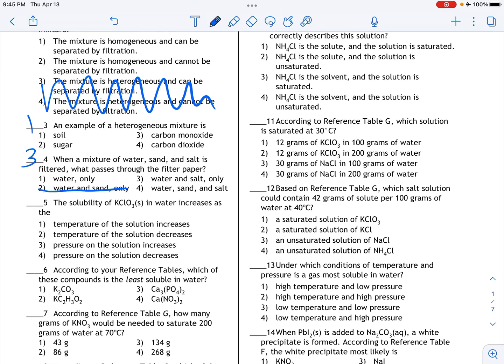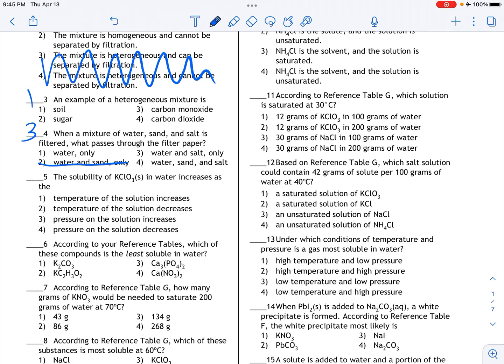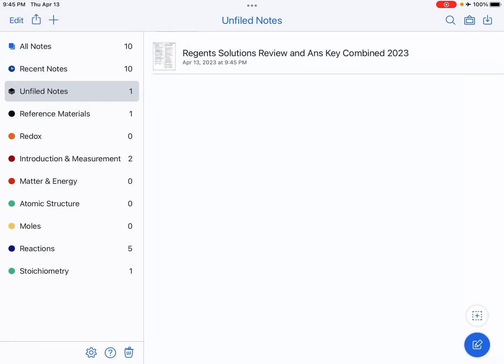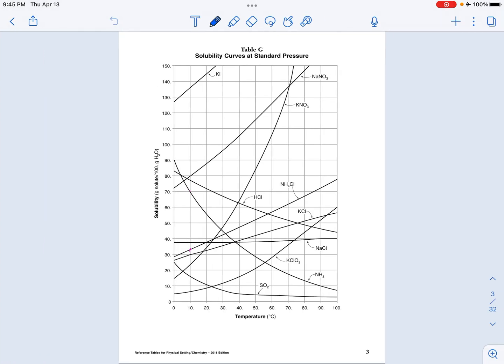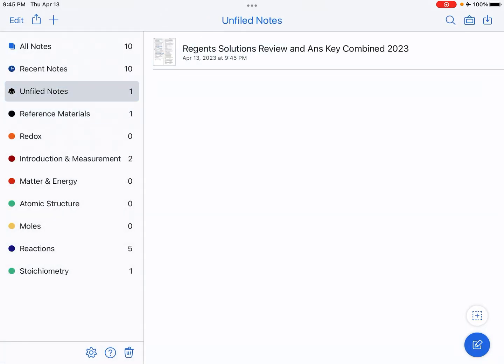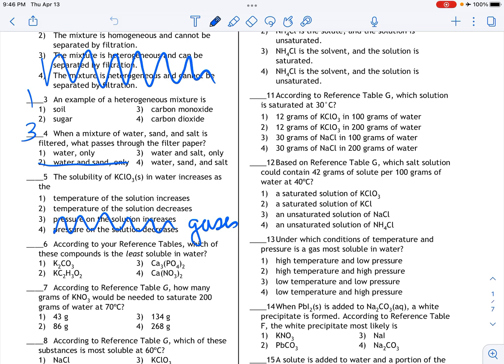So choice 3. Solubility of KCl solid in water increases as... okay, so first of all, pressure is only going to affect gases. So you can't choose that. So then let's go to the reference table. And you see KClO3. And here's my line. It is increasing in solubility as temperature goes up. So it increases as temperature of the solution increases.